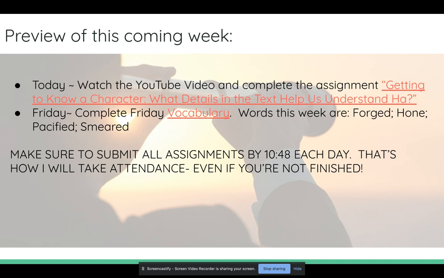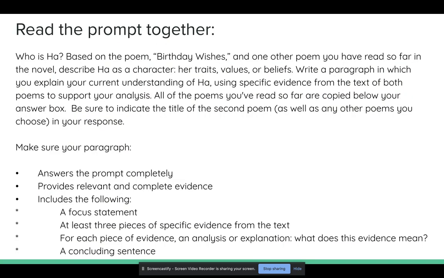And then tomorrow, you're going to do your vocabulary with forged, honed, pacified, and smeared. And you're going to make sure to submit this assignment by 10:48 today so that I can take accurate attendance. And you're going to submit it even if you're not finished. And you're going to do your very best work, and I'm proud of you. Thank you for all your hard work this week.